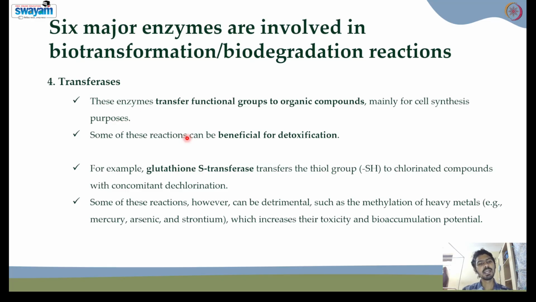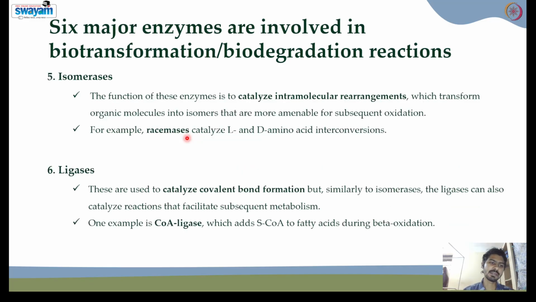What kind of functional group? Either an OH or SH group. And the fifth class of enzymes is isomerase, which acts as a molecular rearranger. That is, it rearranges the intramolecular structure of an organic molecule. And the sixth and last is ligase, which helps to form covalent bonds and acts as the builder of the enzyme world. That is, it catalyzes covalent bond formation. So these are all the important classes of enzymes.